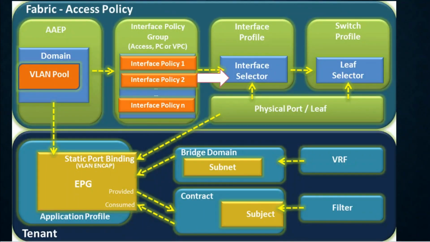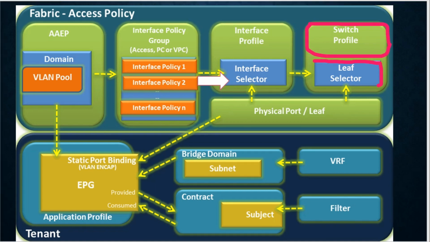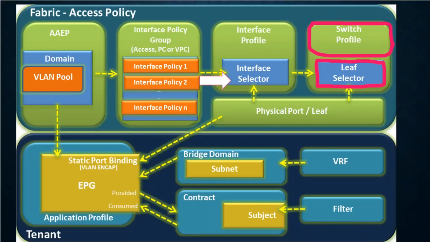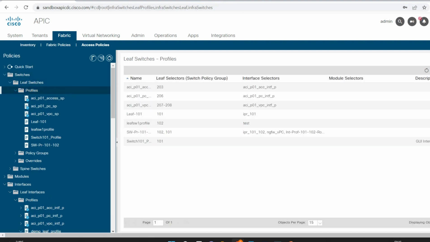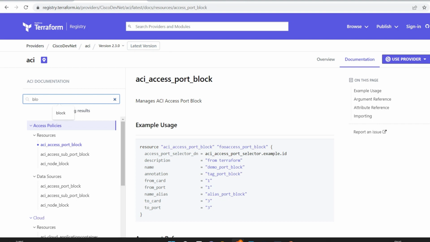Now I'll show you how to configure the switch profile, and then we'll also configure the leaf selector. Under the leaf selector we'll need to select the leaf switches, and then we'll need to associate this leaf selector to the interface selector. Now I'll configure the leaf profile. Firstly I'll verify things before pushing the configuration through the script, so I'll check on the GUI.